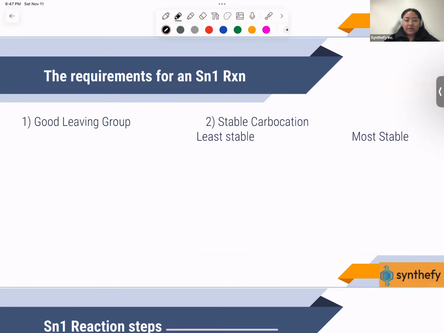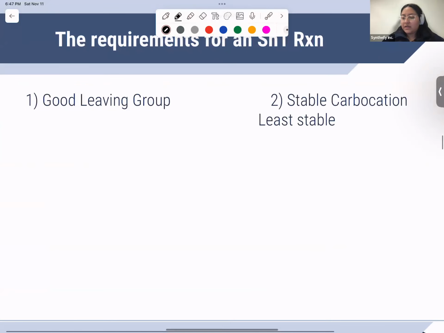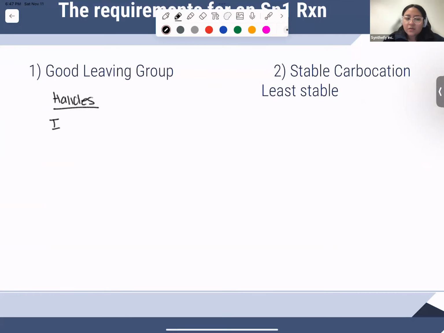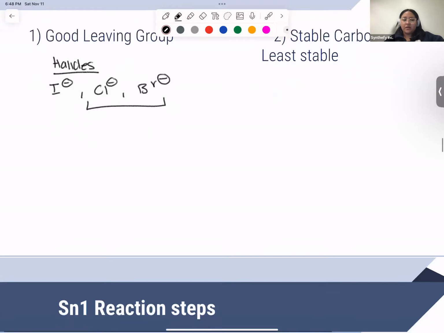The requirements for an SN1 reaction: you need to have a good leaving group. And what's a good leaving group? Halides are good leaving groups. And what does this include? Well, it includes iodine, chlorine, bromine. Usually you would see chlorine and bromine as your leaving groups, maybe not too much of iodine, but more often than not, it would be chlorine and bromine.